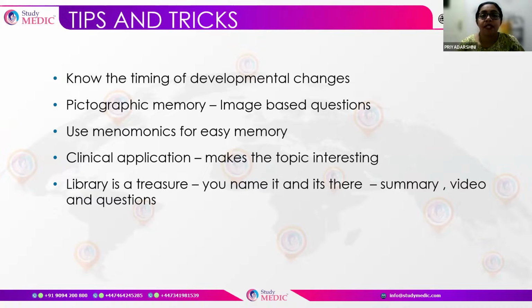Sharing with you all some tips and tricks to start. In embryology, it is important to know the timing of the developmental changes. And also, you can expect a lot of image-based questions, and hence a pictographic memory is always recommended for this module. Use mnemonics for easy memory, especially for topics like pharyngeal arch derivatives. It really makes it easy before the exams. And whenever you read a topic, try to understand the clinical relevance or the clinical application. It not only makes the topic easy, but also interesting to remember.